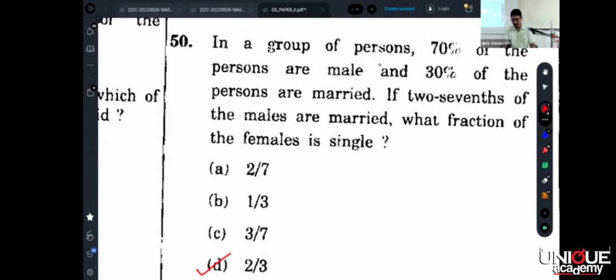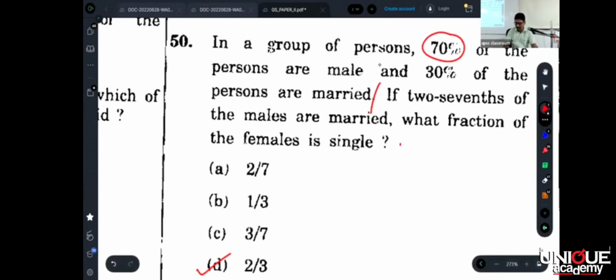In a group of persons, 70% of the persons are male and 30% of the persons are married. Even though we have not seen the topic percentage, you know the concept of percentage. Anywhere we get a percent sign or the word percent, we have to imagine one number, and that is 100. Assume the total number of persons in that group is 100. Whatever the number of people in that group, maybe 100, 1,000, lakh, 10 lakh, out of every 100, 70 are male. Is it clear? So assuming the total number of persons is 100, male are 70.